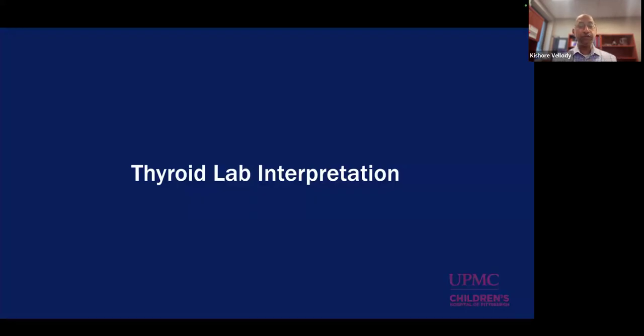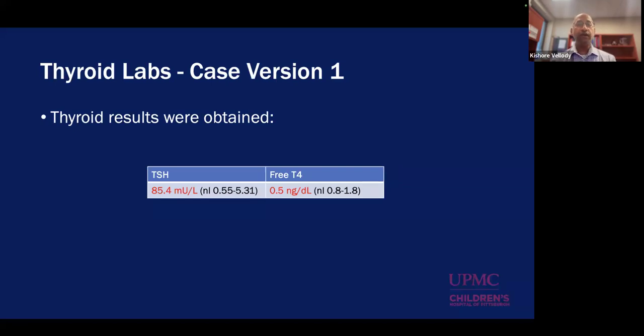So let's look at thyroid labs and how to interpret them. So there are going to be a variety of different versions in terms of the lab results that come back. So this is the first version. The thyroid results that we get in this case are that the TSH is high at 85.4 and the free T4 is low at 0.5. So I put the normal range there in parentheses and the results that the child got.